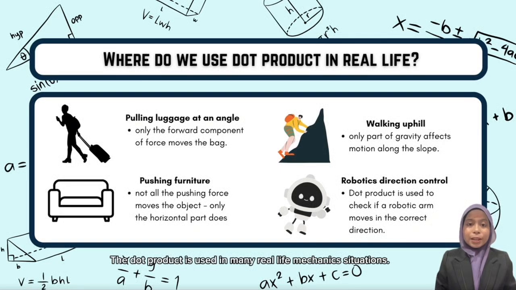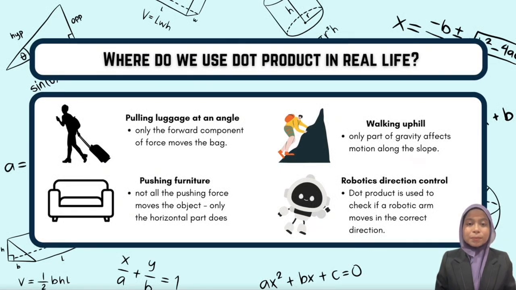The dot product is used in many real-life mechanics situations. First, pulling luggage at an angle. Only the forward part of the pulling force moves the bag. The vertical part doesn't help.